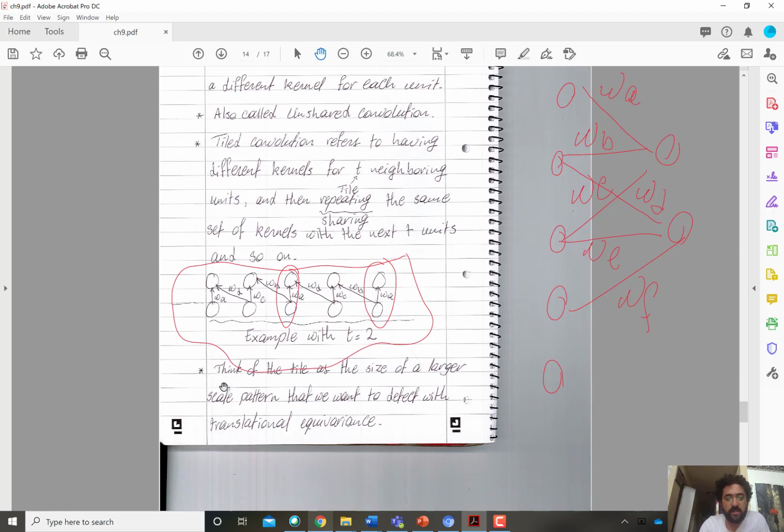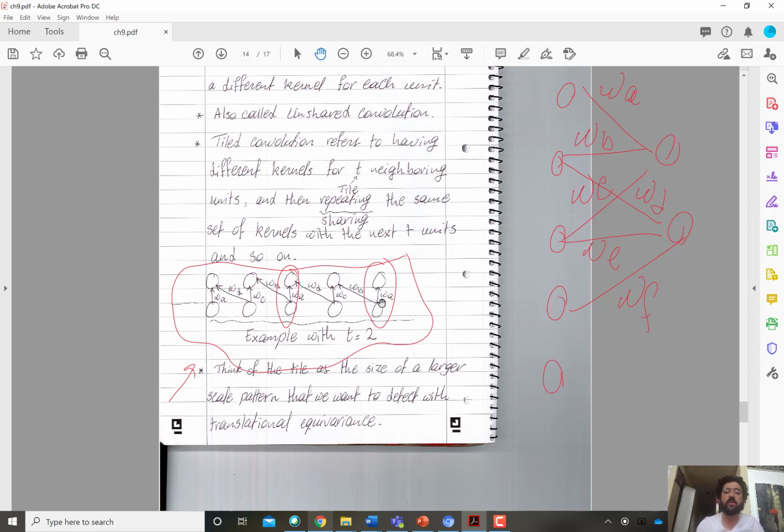So this comment right here is, I think, very important. You can think of the tile as the size of a larger scale pattern that we want to detect, like the shape of an eye, for example. But you want to detect it with translational equivariance. That's why we repeat the same pattern when the tile ends.